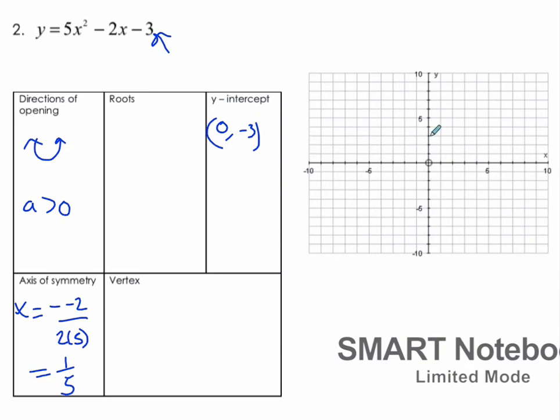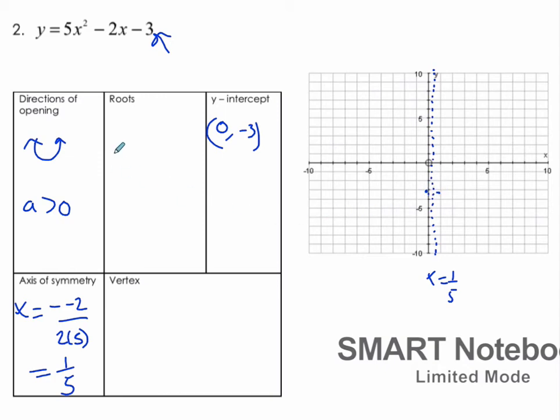I can start putting in some of this information. The y-intercept is 0, negative 3. Okay, 0, negative 3. Axis of symmetry is 1/5, so that's very close to the y-axis. Okay, I didn't do such a great job here, but that's x equals 1/5. Should be very close to the y-axis. Now, because the y-intercept's at 0, negative 3, then because of the symmetry, you're going to have another point over here.